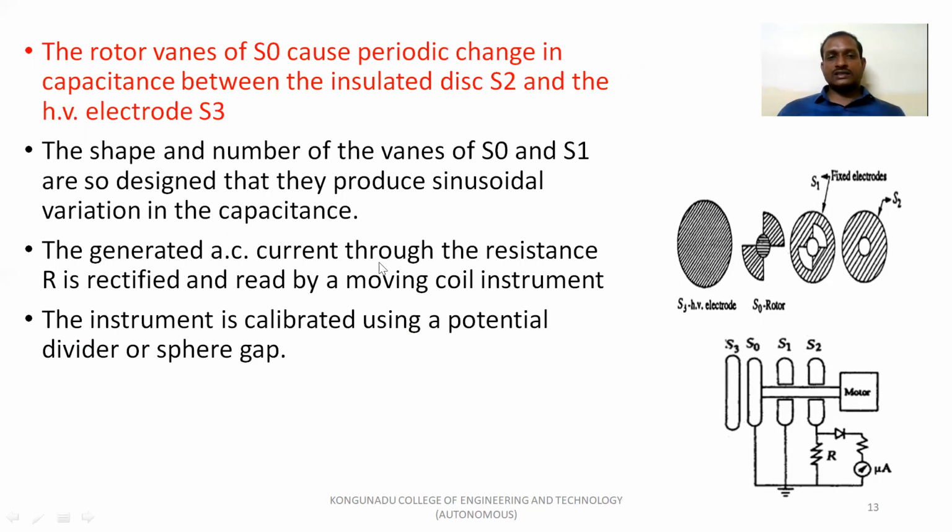So the generated AC current through the resistor R is rectified and read by the moving coil instrument. The current will be measured by the moving coil instrument. This instrument should be calibrated using a potential divider or sphere gap arrangement.